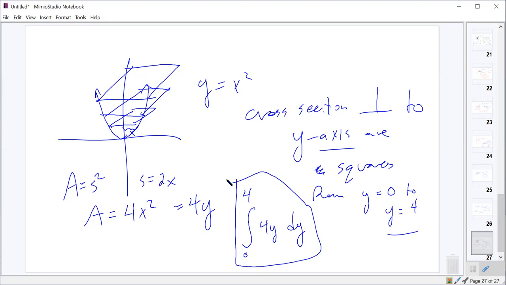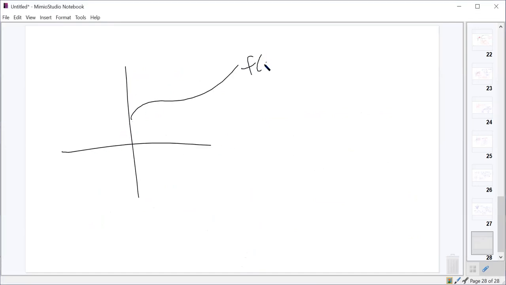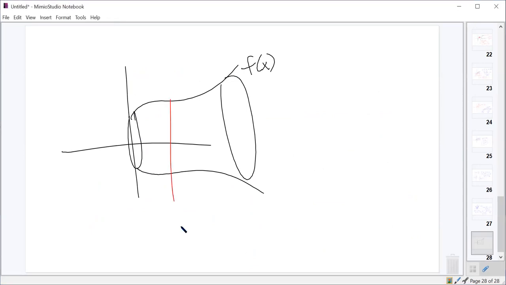Cool. All right. Then what we did next was we talked about taking some random region f of x and revolving it around the x-axis, right? So that we end up with cross sections that when you slice them vertically are circles, right? We end up with a circular cross section.